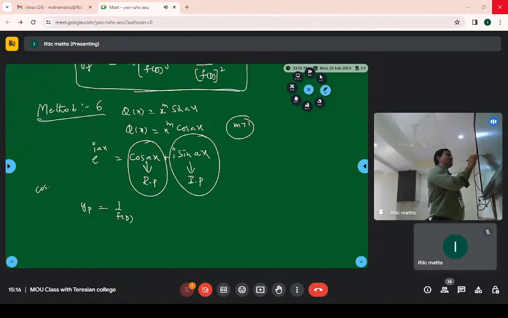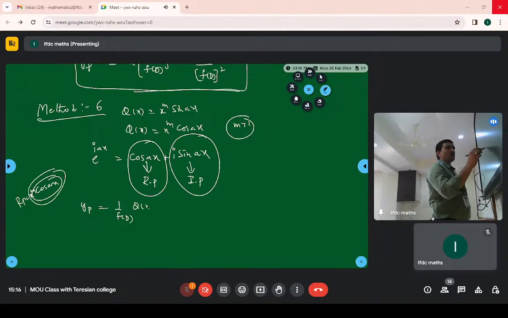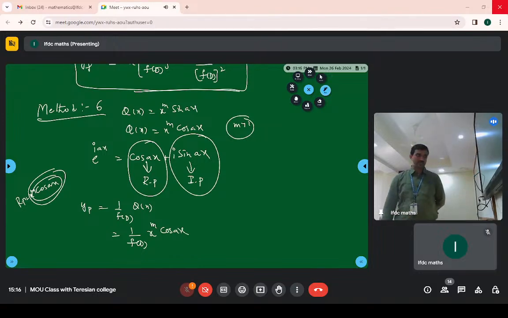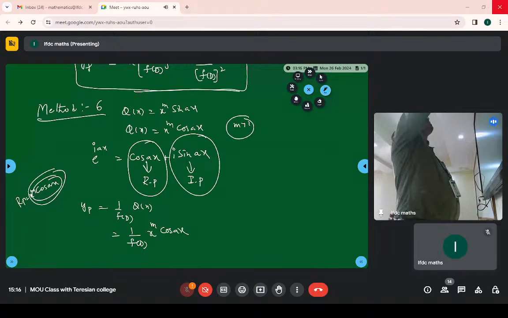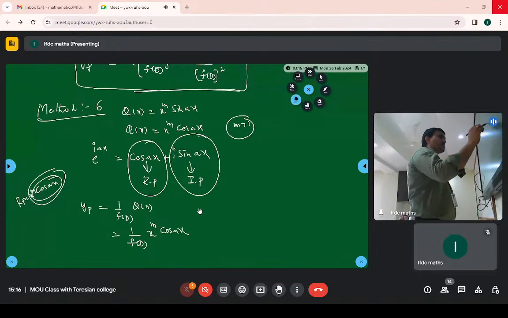So if I want to look into this, 1 by f of D into Q of x. First I would like to take the real part of this, x power m into cos x. So 1 by f of D into Q of x is equal to 1 by f of D into x power m into cos x. So now, what is the procedure generally if x power m into cos x is there?